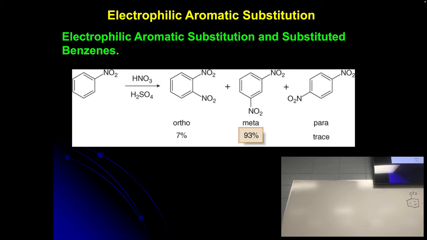TNT. Trinitrotoluene, TNT. Very explosive. This is how it's made. If you try to make it on your own, you will kill yourself. And it turns out that the first one to go on goes on para, and that's no problem. That's easy to do, and it's not explosive. The second one will go on in one of the ortho positions, and that's not even too terribly hard to do. But getting that third one on, you usually have to heat this. And as you heat it, it tends to want to go boom. And so that's the problem with trying to make your own TNT.